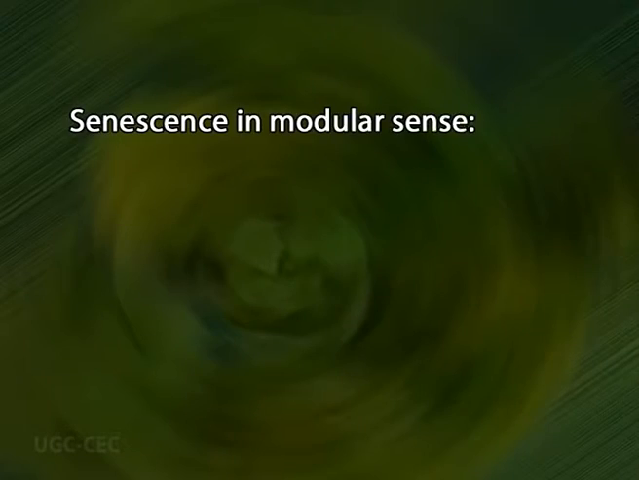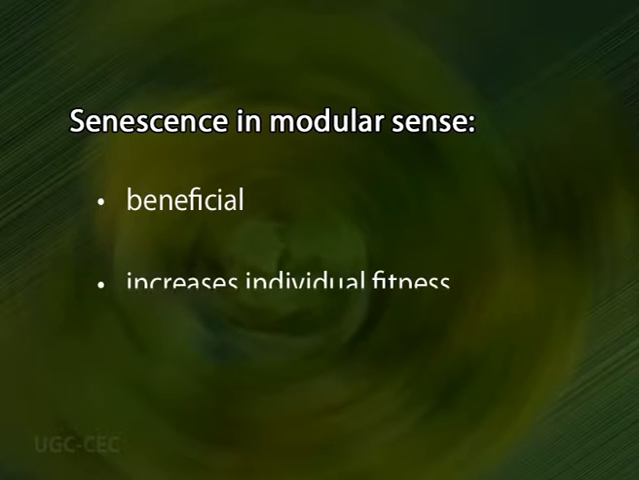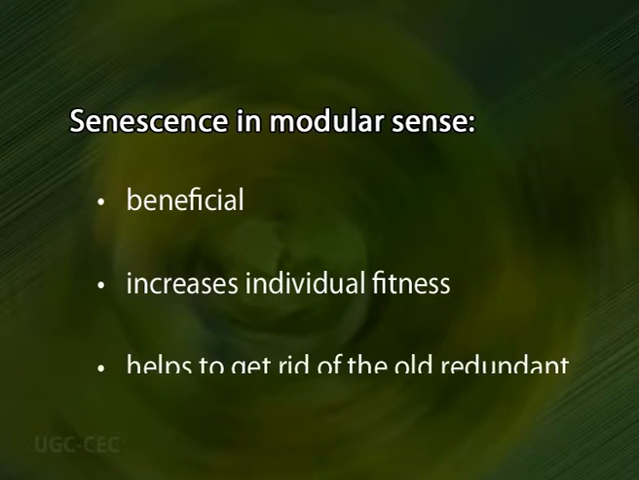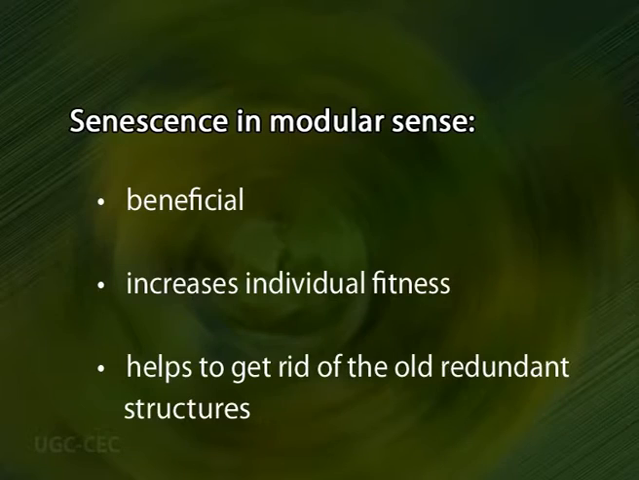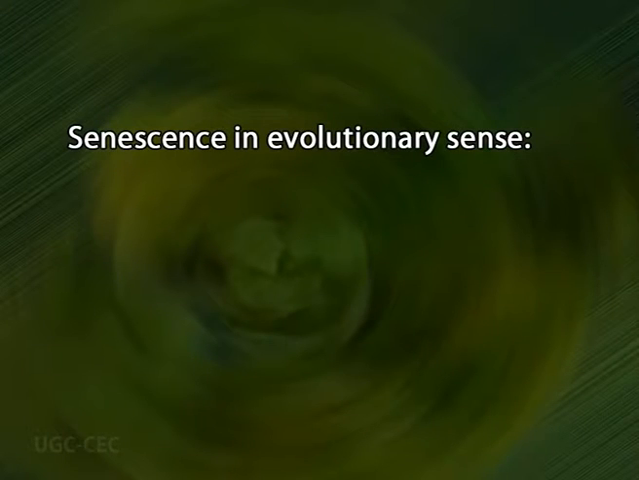Senescence in the modular sense is generally considered a beneficial process which increases the individual fitness by allowing a plant to get rid of old redundant structures or as a prelude to the onset of harsh environments. But in the evolutionary sense, senescence is a deleterious phenomenon which decreases the fitness of the individual. Leaf senescence plays a major role in the survival of several species. Drought-induced leaf senescence contributes to nutrient remobilization during stress, thus allowing the rest of the plant to benefit from the nutrients accumulated during the lifespan of the leaf.